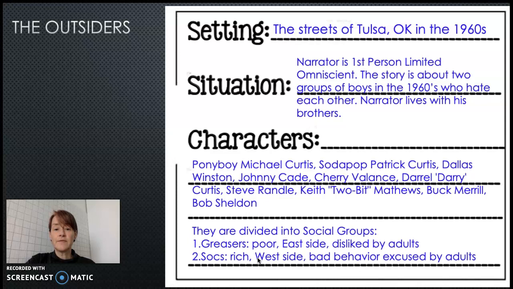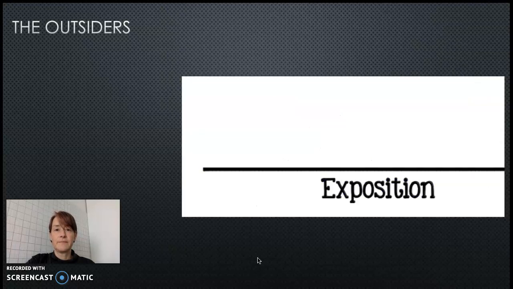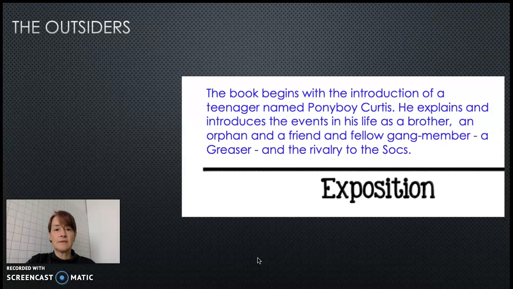We also know that they're divided into social groups. So there's the greasers, they're the poor East Side kids, and they're disliked and disapproved of by adults. And the socs, who are the rich West Side kids, and their bad behavior is excused by adults. The exposition: the book begins with the introduction of a teenager named Ponyboy Curtis. He explains, because he is the narrator, and he introduces the events in his life as a brother, an orphan, and a friend and fellow gang member, a greaser, and the rivalry with the socs.